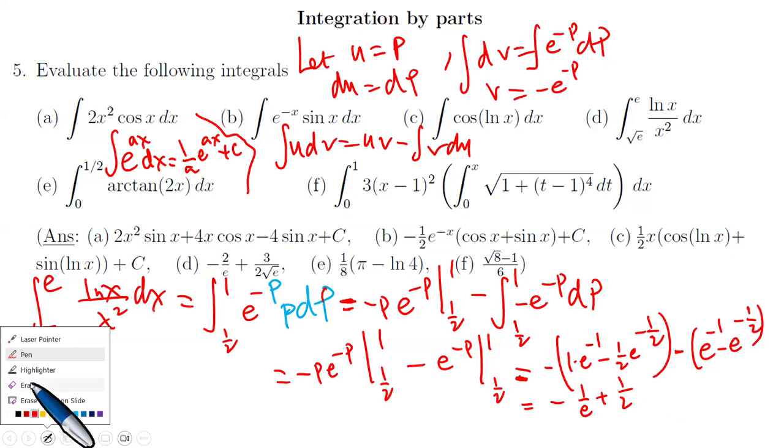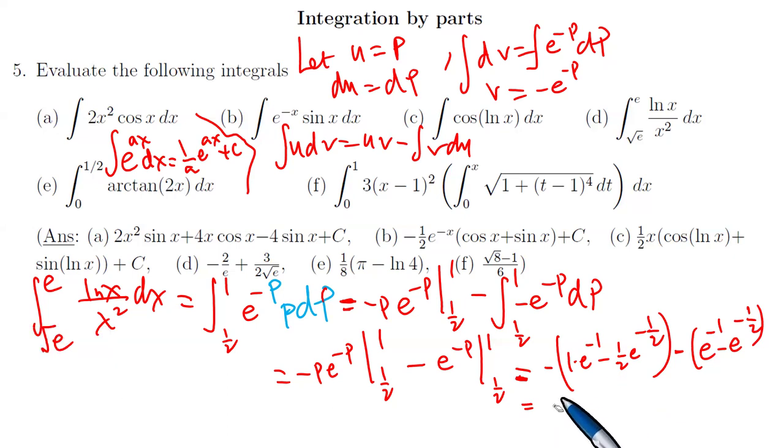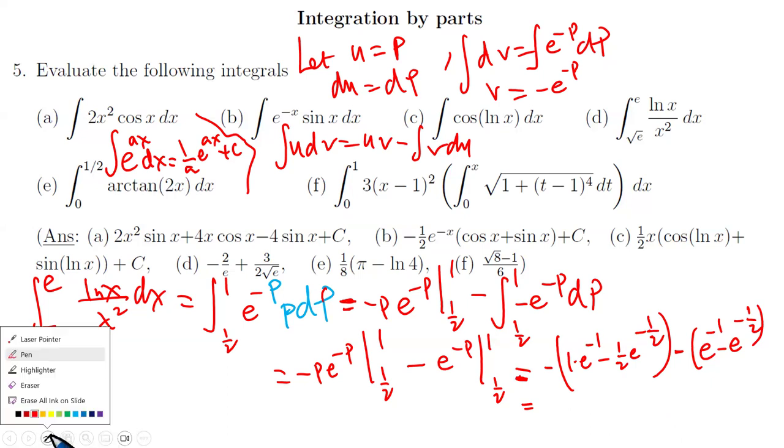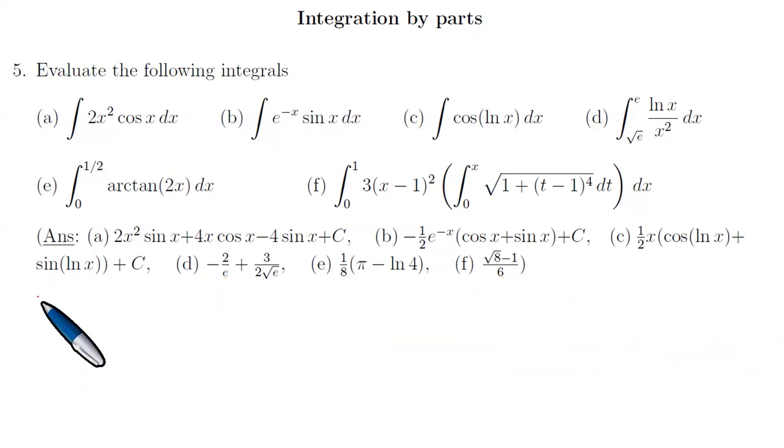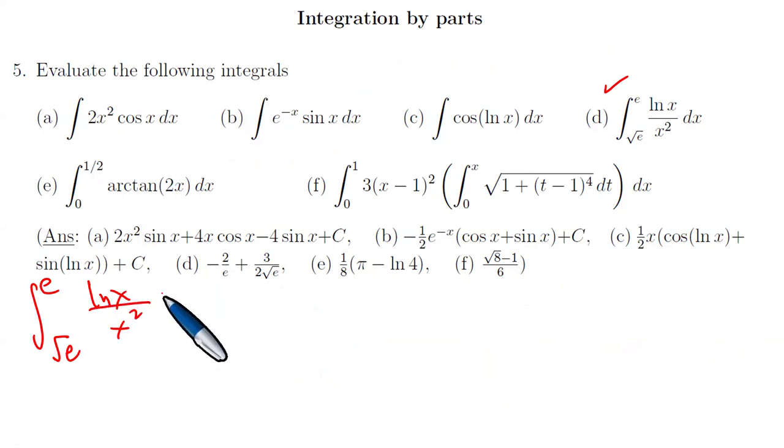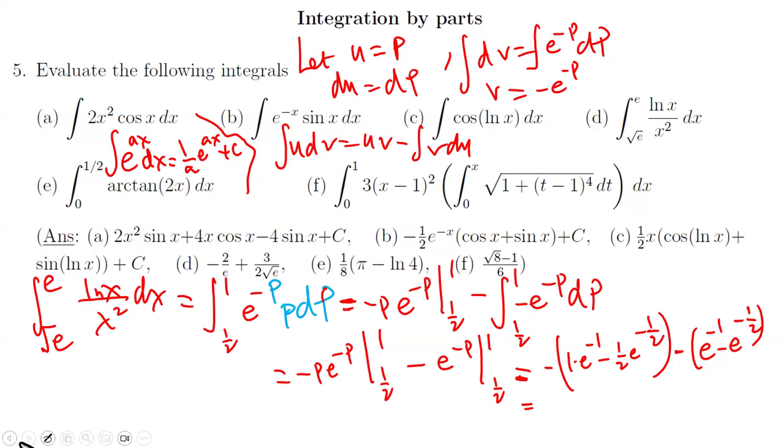Okay, let us add some like terms here. What exactly are the like terms here? We already have got the integral of the square root of e, ln x divided by x squared dx, is equal to this one, which is minus exactly that. So we're going to take this one, simplify on the other side, and then see what answer we're going to achieve.